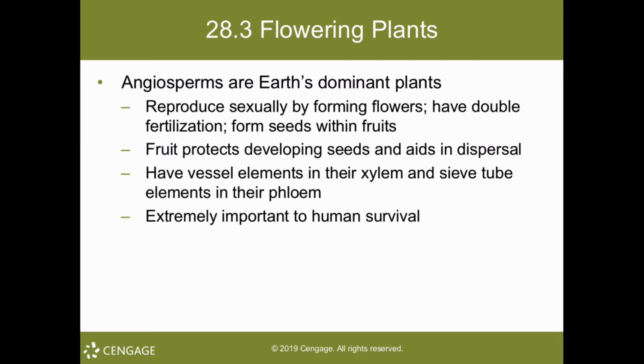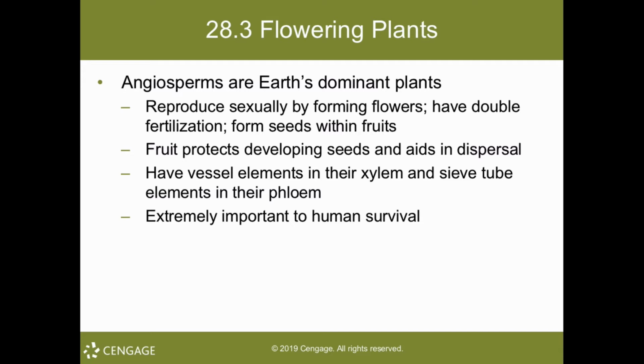The angiosperms reproduce sexually by forming flowers. They have double fertilization and form seeds. These seeds are enclosed within fruit. Also keep in mind that the fruit protects the developing seed, and often that fruit aids in its dispersal. As animals eat those fruit, the seeds are being dispersed from point A to point B. Keep in mind that the seeds are dispersed in such a way.